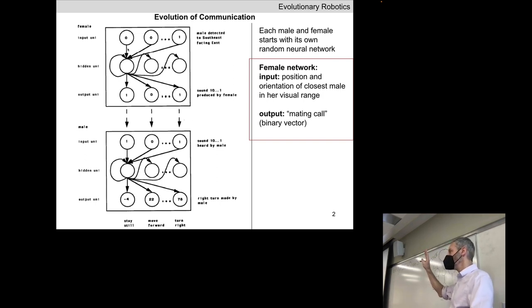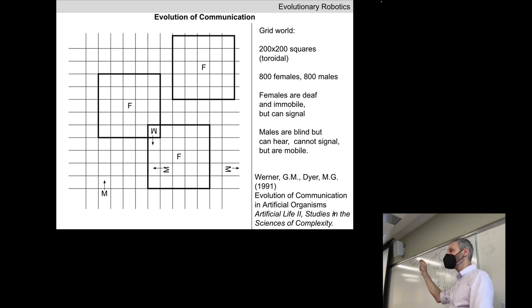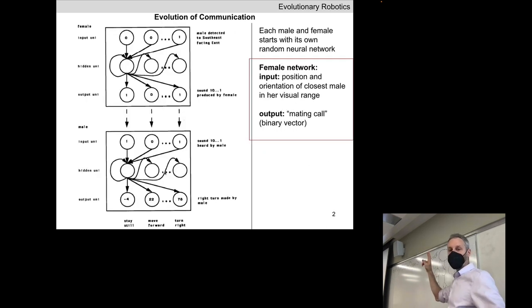With three neurons, that gives us eight possible settings, two to the three, right? So we have three input neurons that are either 0 or 1 that are reporting whether or not there's a male in the vicinity, and if so, which direction is that male relative to me? Everybody see that? Okay. Males can head west, north, south, or east. There are four possible directions that a male can head. So the female has a fourth and a fifth input neuron, where those two binary neurons together report the direction that that male is heading in. So if there's a male in this female's vicinity, she knows where he is and where he's headed.